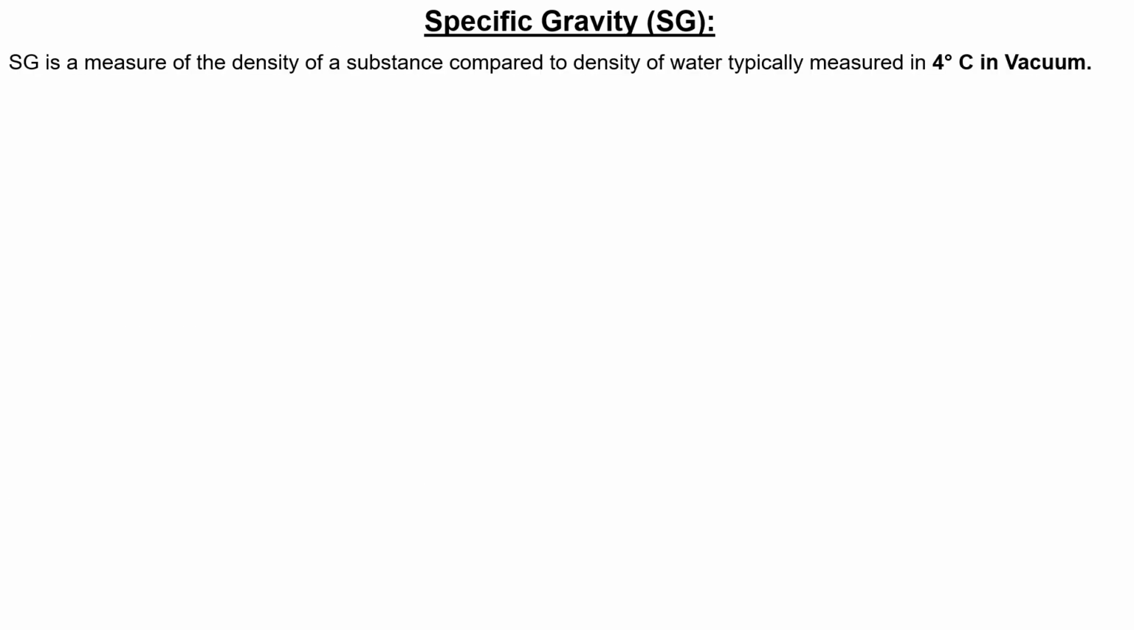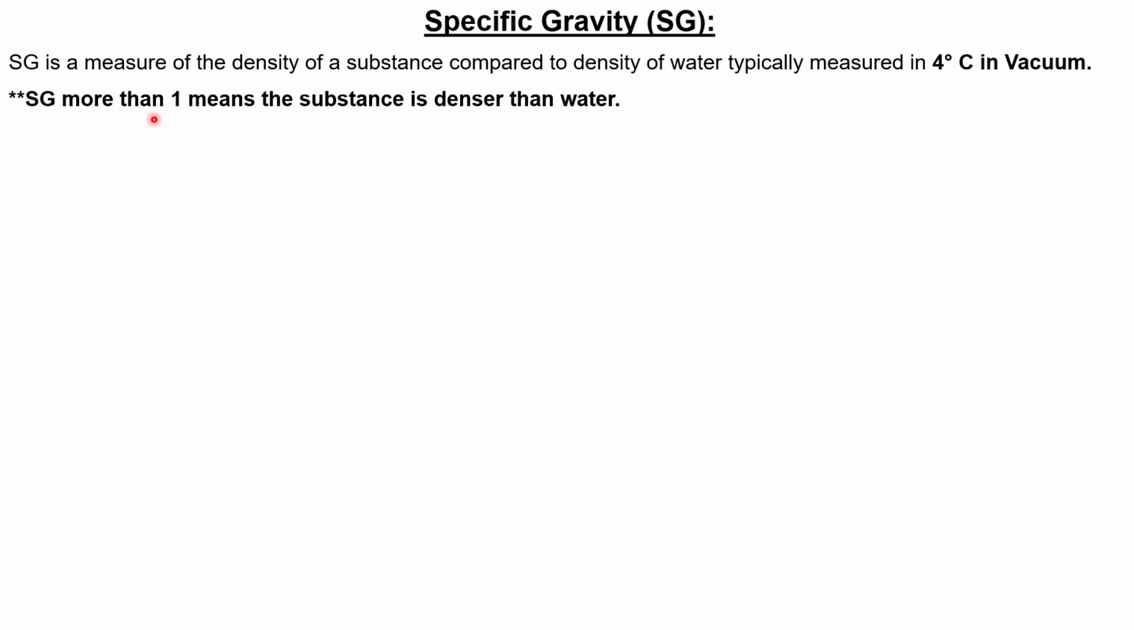So before starting, let's clear some concepts. The first concept is specific gravity. What is specific gravity? Specific gravity is a measure of the density of a substance compared to the density of water, typically measured at 4 degrees Celsius in vacuum, right? So it is a comparison between the substance and the water density, and typically we just take the water density at 4 degrees Celsius in vacuum, right?